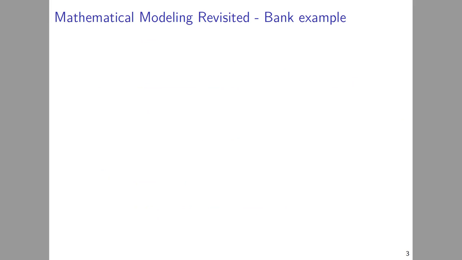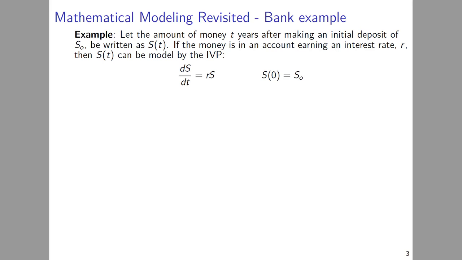So let's amend our model a little bit. We'll still let the amount of money t years after making an initial deposit of S naught be written as S of t. We just saw that if money is in an account earning an interest rate R, then S of t can be modeled by the initial value problem, dS/dt is equal to R times S, where S of 0 is S naught. But suppose now that we make regular deposits totaling d dollars per year. How will this impact our differential equation?